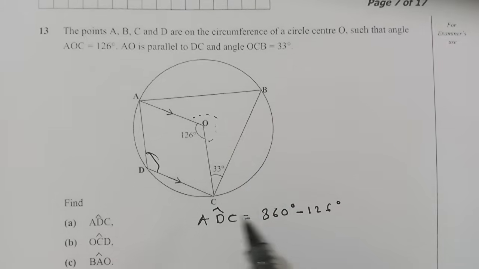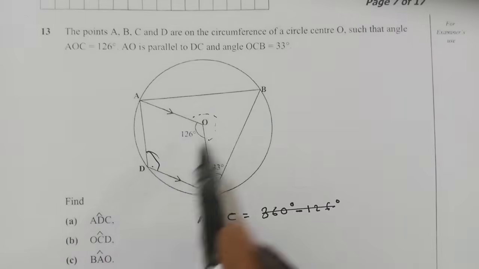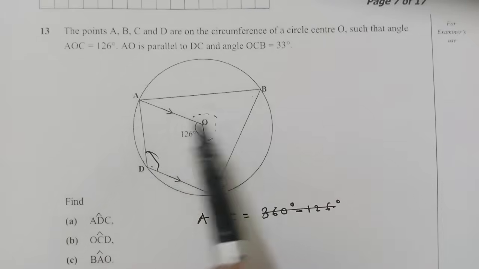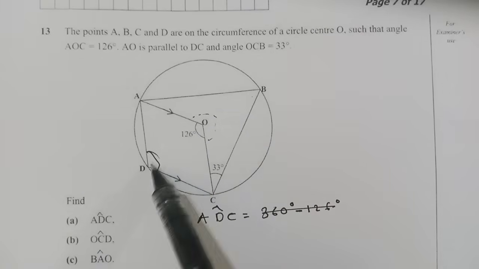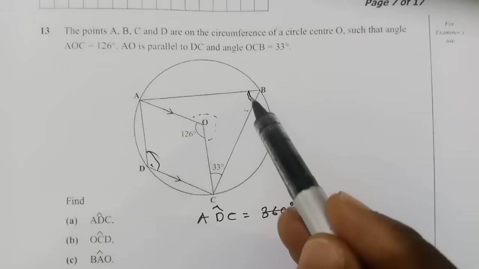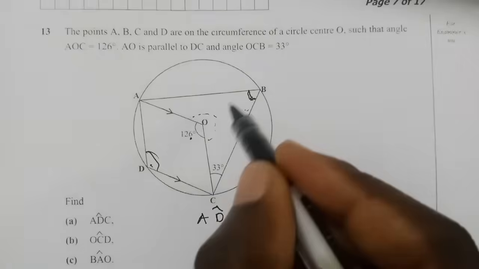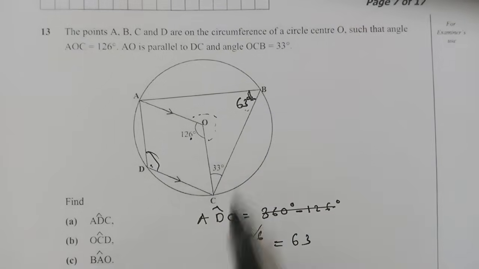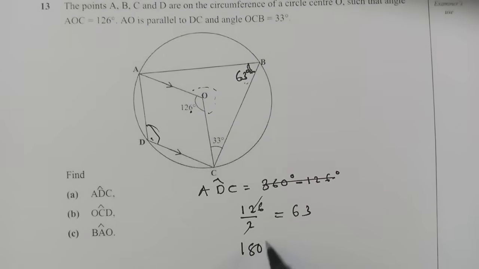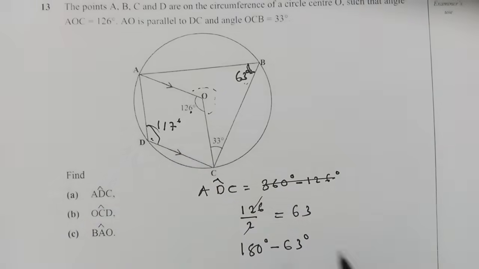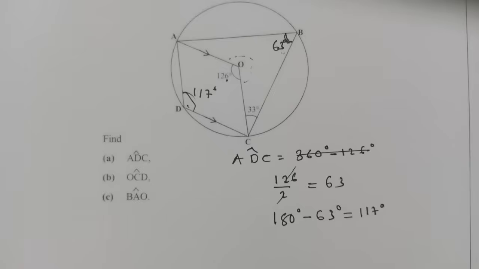You can use that method, or if you don't want to use this one, you can find the angle which is opposite. We know that this is a cyclic quadrilateral. So you can say this angle here is twice the angle which is here. So we say 126 divided by 2, which will give you 63. So we find that this is 63 degrees. So after finding this 63, we can say 180 degrees minus 63 degrees. We find 117. So it's 117.